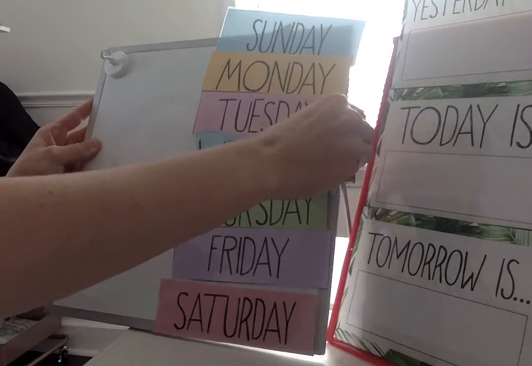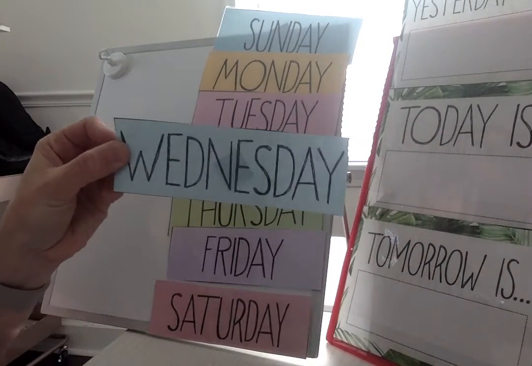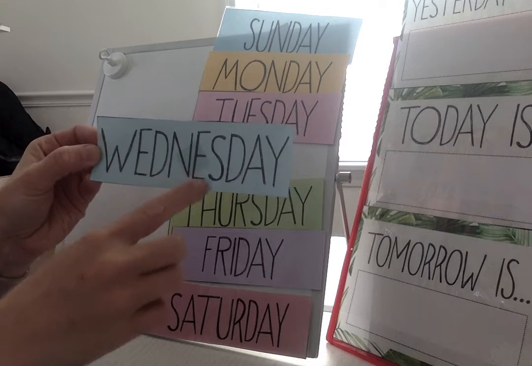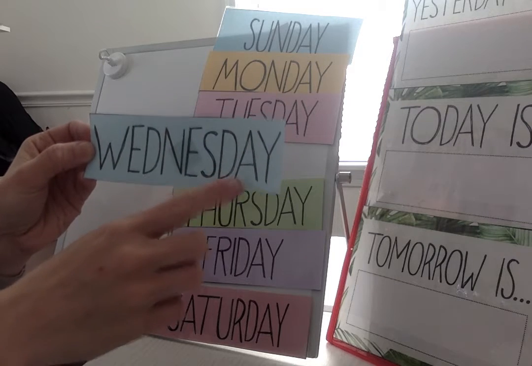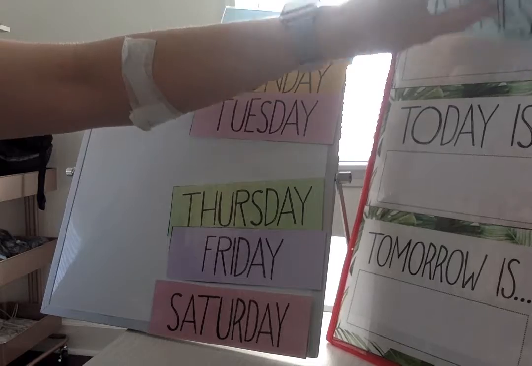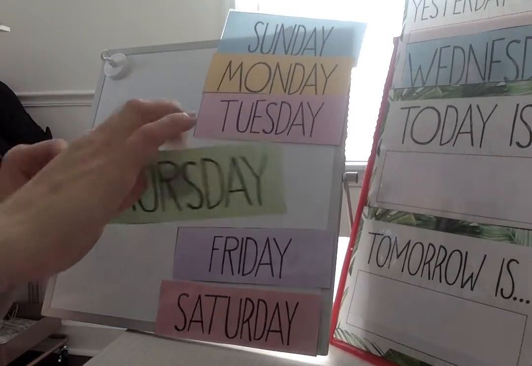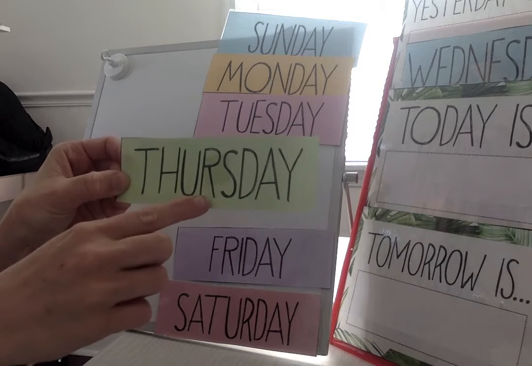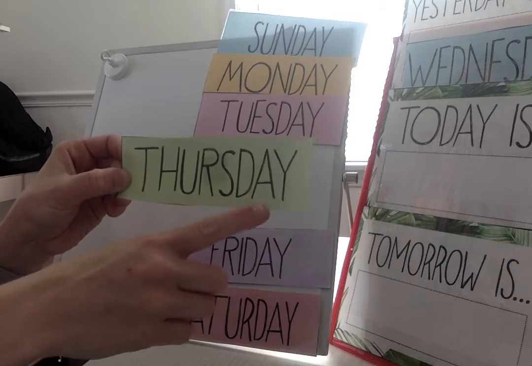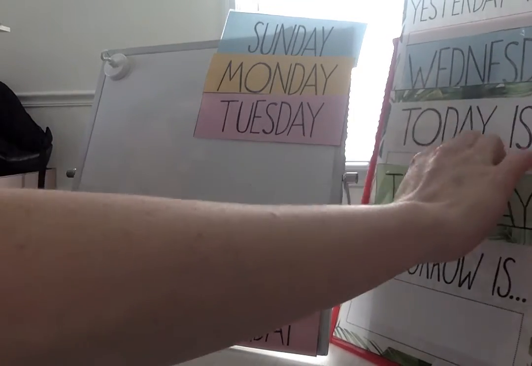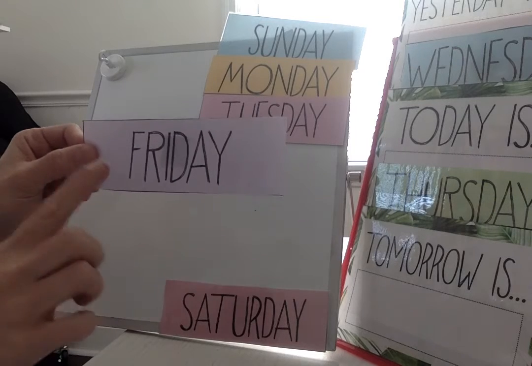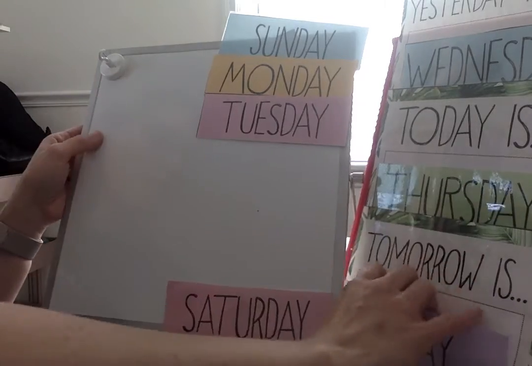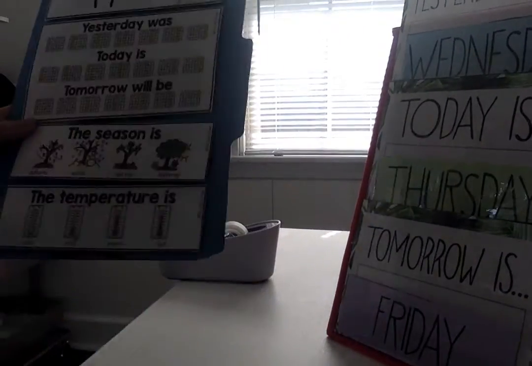All right, what day was yesterday? Wednesday. Good, let's spell. W-E-D-N-E-S-D-A-Y. Very good. All right, if yesterday was Wednesday, then today is Thursday. Good, let's spell. T-H-U-R-S-D-A-Y. Good. And if today is Thursday, then tomorrow will be Friday. Good, let's spell. F-R-I-D-A-Y. Very good. All right, let's go ahead and fill that out on our chart.